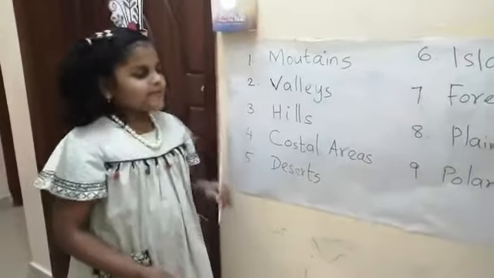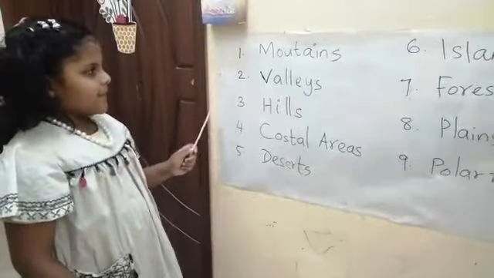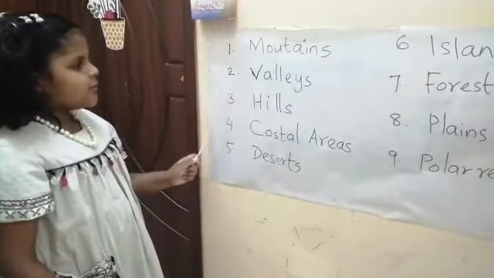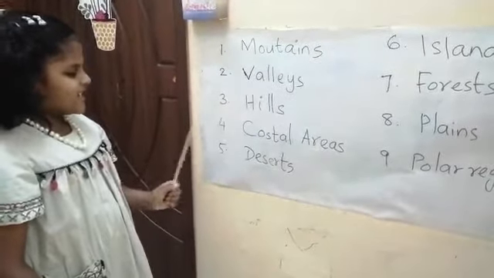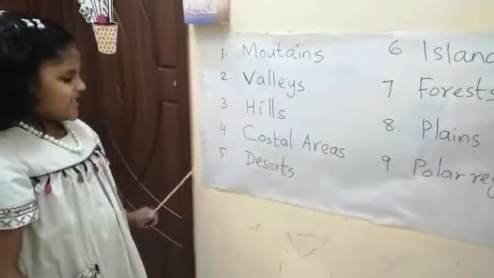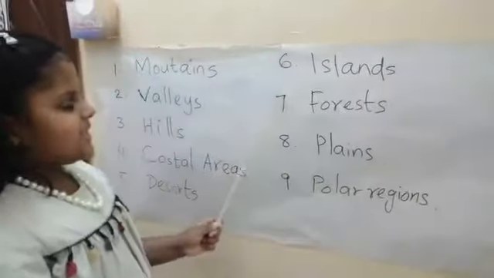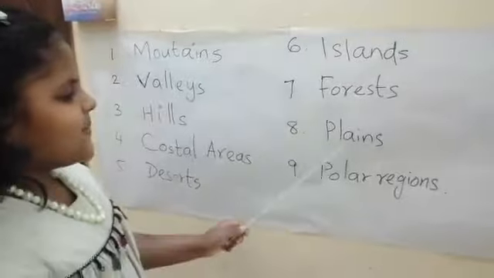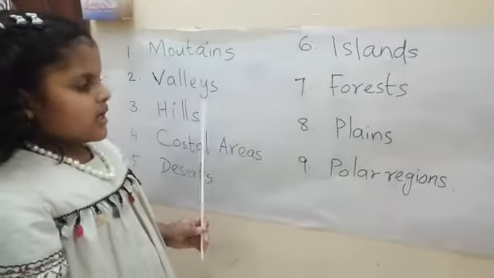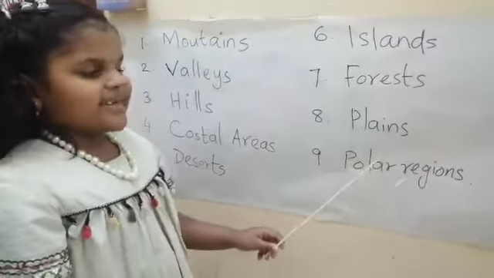These are the landforms of the Earth. Number 1, mountains. 2, valleys. 3, hills. 4, coastal areas. 5, deserts. 6, islands. 7, forest. 8, plains. 9, polar regions. Let us understand one by one.